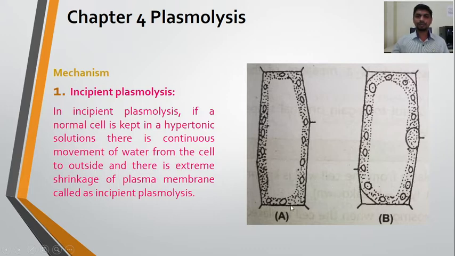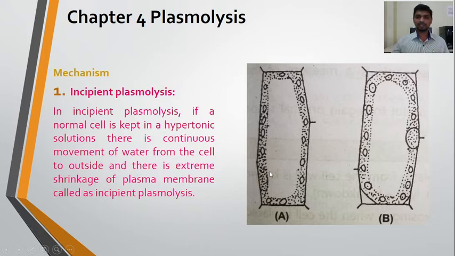So as a result of loss of water from the cell, the protoplasm shrinks and starts to separate from the cell wall. So what happens in incipient plasmolysis? In incipient plasmolysis, if a normal cell is kept in a hypertonic solution, there is continuous movement of water from the cell to outside. This is called exosmosis, and there is extreme shrinkage of the plasma membrane.